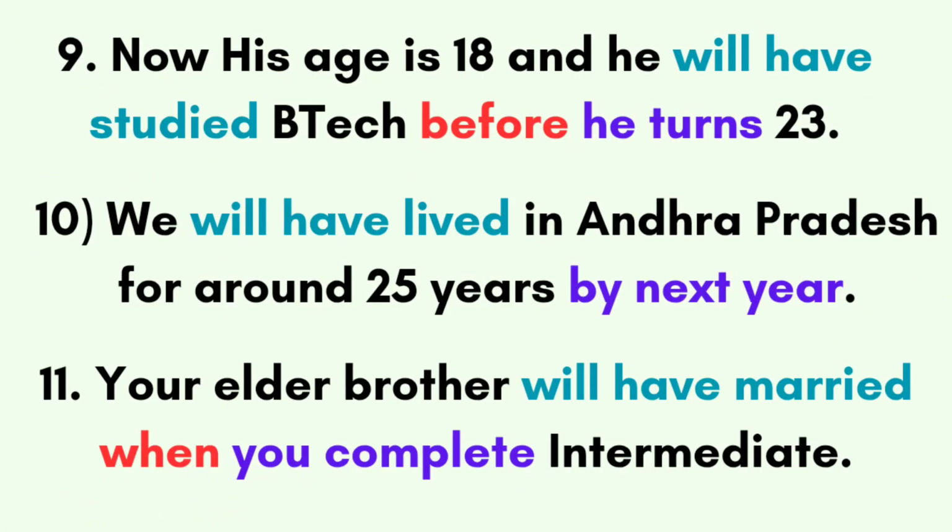9th example. Now his age is 18 and he will have studied BTech before he turns 23. Here 2 actions are there. One will be a completed action. He will have studied BTech before he turns 23. Now his age is 18, right? So before he becomes 23 years old, he will have studied BTech. One completed action in the future.